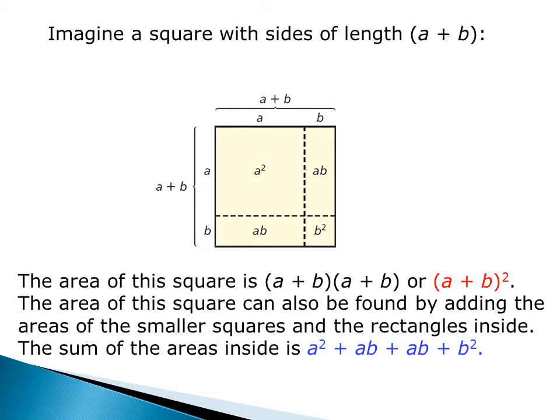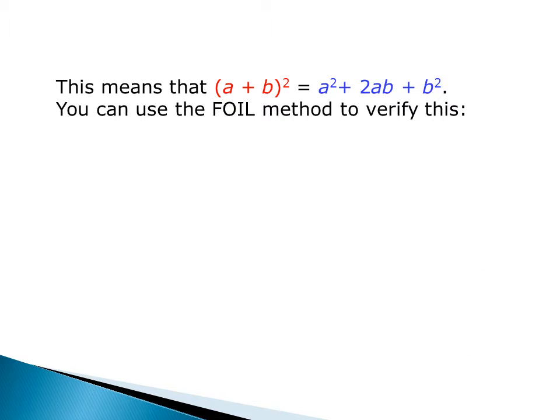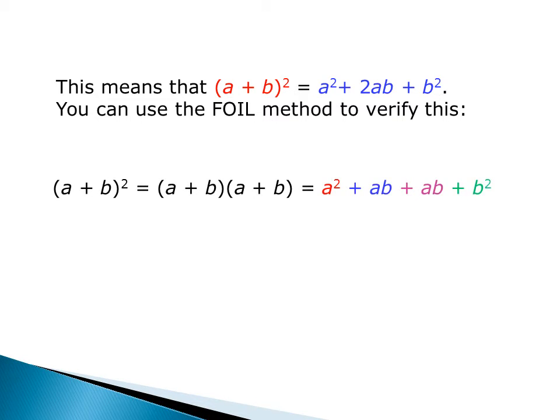And the answer is going to be, in the blue, a squared plus ab, which we combine. Remember, O and I, and then b squared. It may not make sense right now. Just bear with me, okay? So here we go. This means that a plus b squared, this is a squared binomial, is going to be equal to a squared plus 2ab plus b squared. Now we can use the distributive property, we could use the FOIL method, it doesn't matter, okay? So here's the answer.